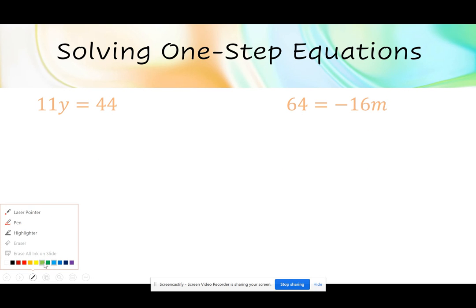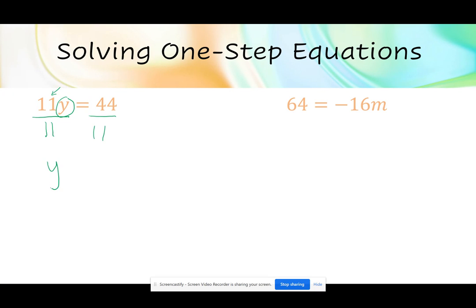Now we have some multiplication here. To undo multiplication, you divide both sides by whatever number is connected to the variable, your coefficient. So we get y, because 11 divided by 11 is 1, so we're left with 1y equals 44 divided by 11, which is 4. Again, you could check your work. 11 times 4 equals 44. 44 does equal 44, so this is true.